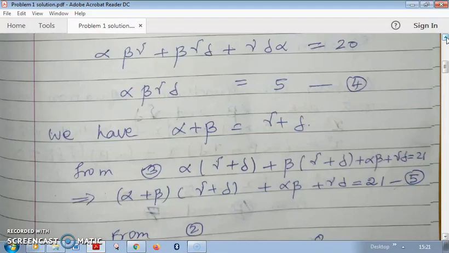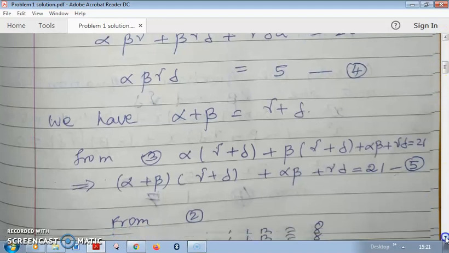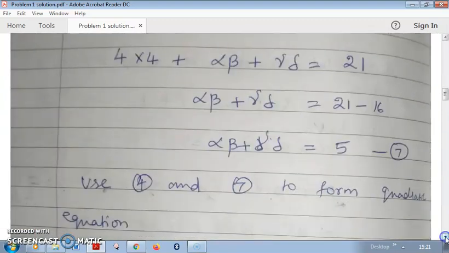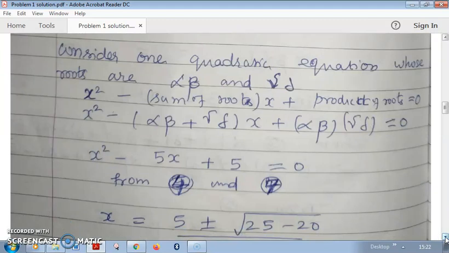Here, alpha beta into gamma delta is also 5. So what you will get? x square minus, we already just now I showed you, alpha beta plus gamma delta is 5, 5 into x plus alpha beta into gamma delta is also 5, we saw, no? Plus 5 equal to 0.